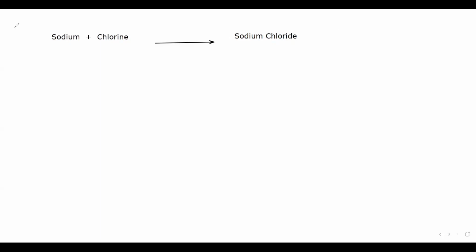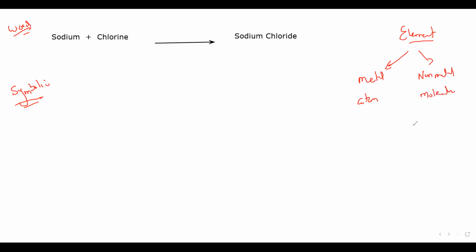Now, this is a word equation. Word equations are easy to complete. The important thing is the symbolic equation. Whenever, keep in mind, if an element is a metal, you will write it as an atom. If an element is a non-metal, you will write it as a molecule. And if a compound is there, you will use the valency to write the formula. Okay, sodium plus chlorine gives sodium chloride.